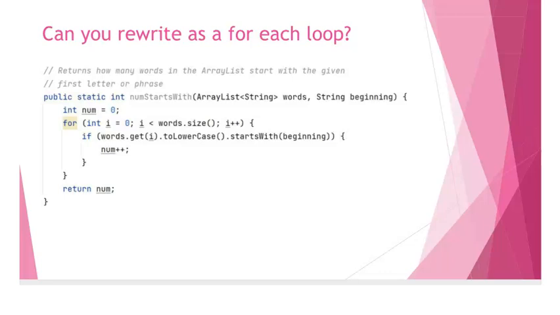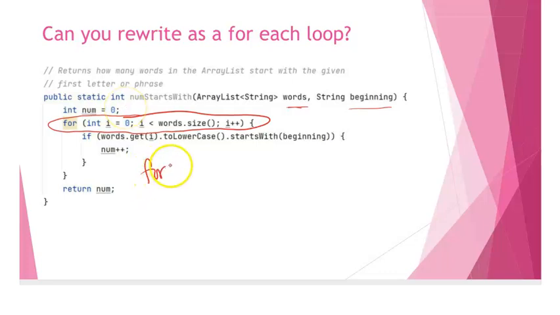All right, now one of the things that's important to recognize is sometimes we can rewrite a regular for loop as a for each loop. Sometimes we can't. Well, in this case, I've got this method, and this method is checking to see if for each of these words in my array list, does it start with my beginning? And if it does, I want to increment my counter. So this is an example where I can absolutely use a for each loop. And so let me start by replacing my for loop header, which goes from 0 to the end.